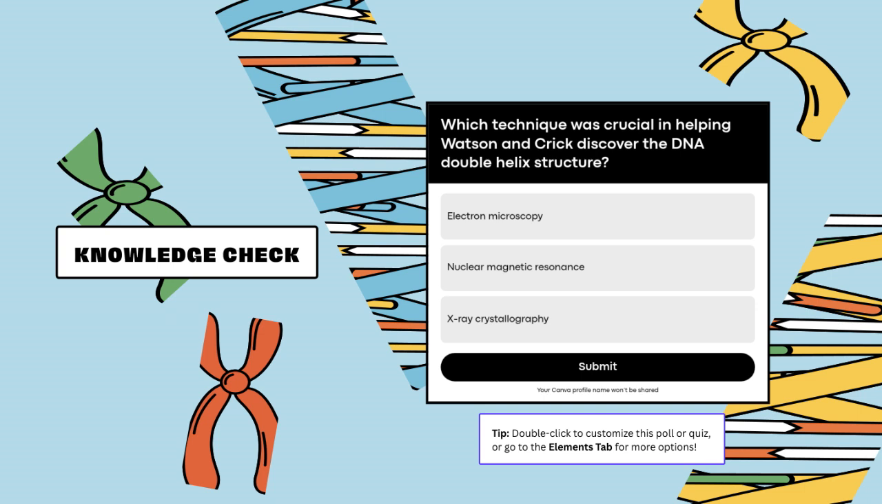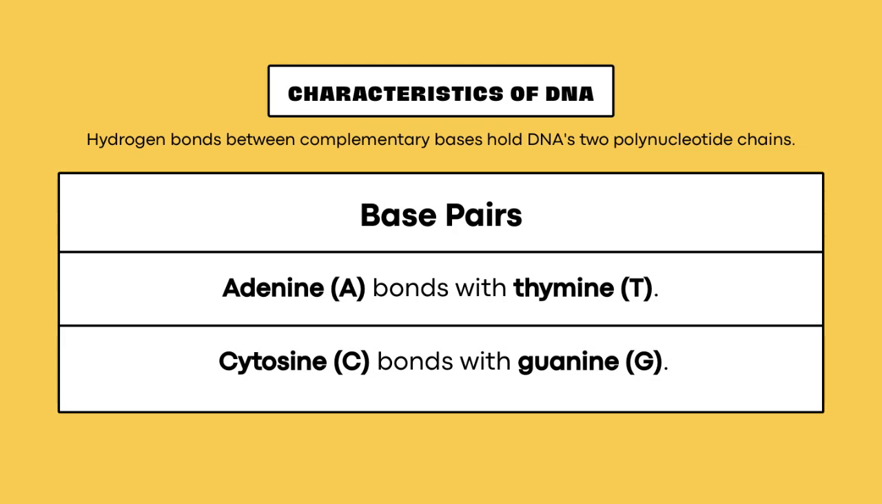So take this opportunity to reflect on the main concepts we've covered so far, and don't hesitate to experiment with the poll or quiz tools to deepen your understanding. Connecting this to our overall theme, staying engaged and interactive helps solidify your grasp of the material and makes the learning process more effective. Now let's take a closer look at the base pairs in DNA.